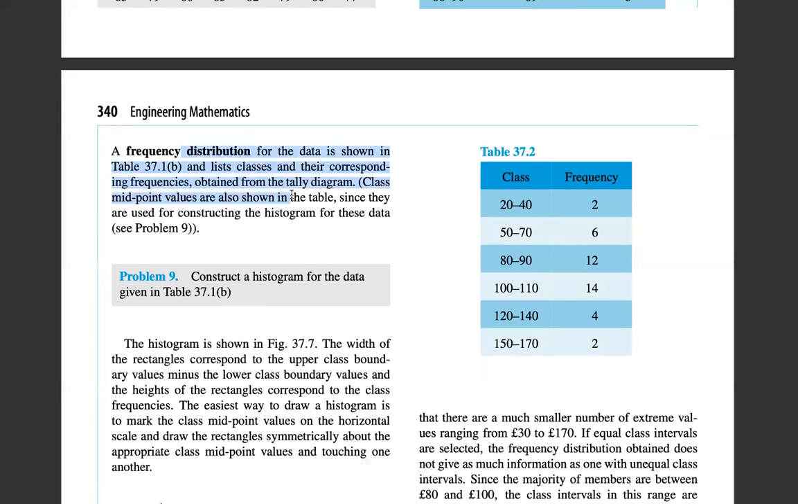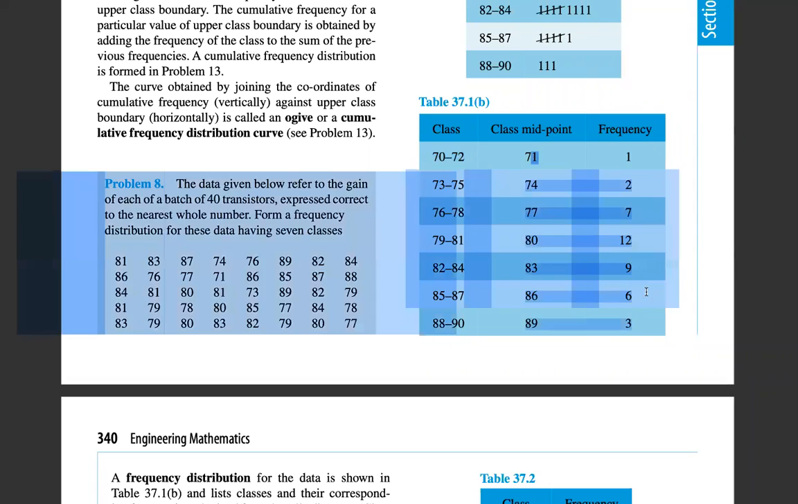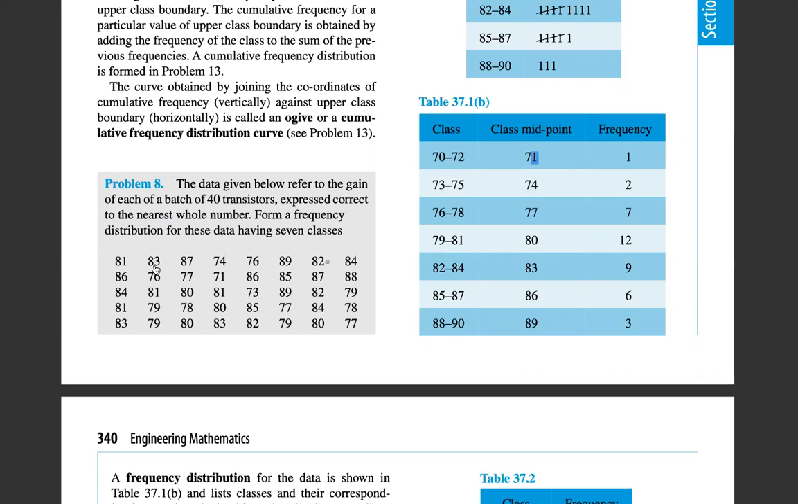Frequency distributions are very popular. It is a graphical representation of a tally diagram. You see how they group the data here? And they have the midpoints and they have the frequency. When you do this, you lose the data. This is the original raw data here. This grid here is this matrix, kind of 81, 83, 87. When you group the data, you lose the data.